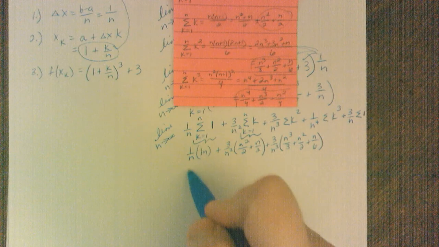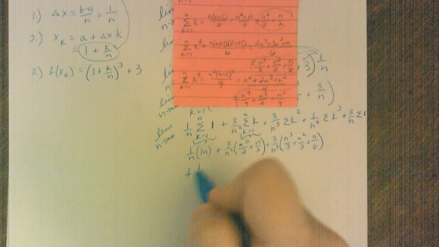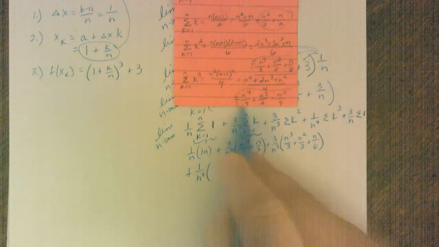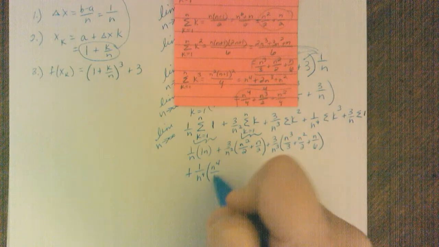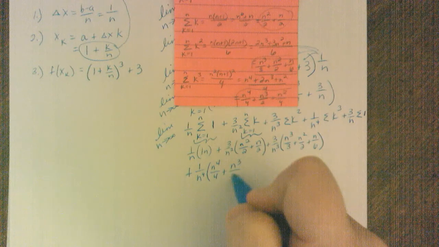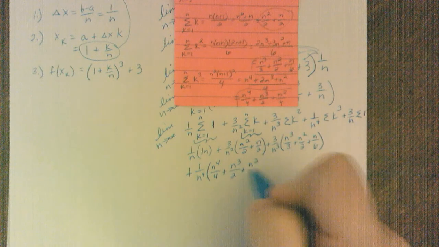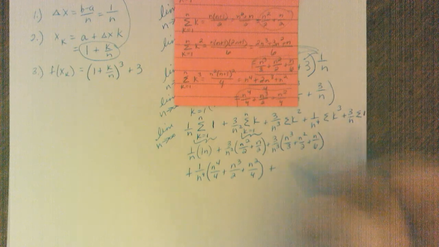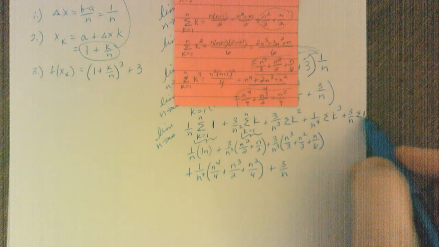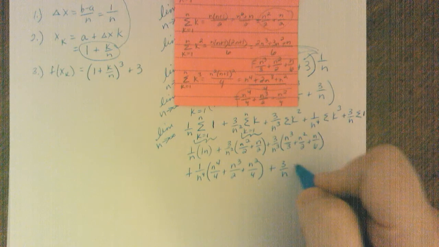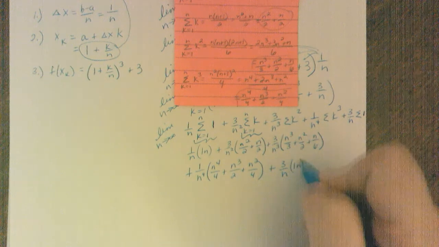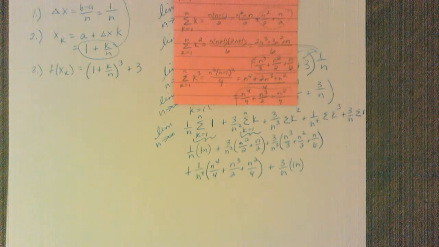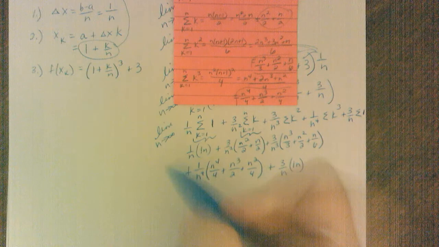So plus 1 over n to the 4th times the sum of k cubed, n to the 4th over 4 plus n to the 3rd over 2 plus n squared over 4. And I'll do this last one. Thank goodness this one's a good one. Plus 3 over n times the sum of 1, and again, that would be 1 times n. At this point, I usually get nervous that I made a mistake, but we got this.